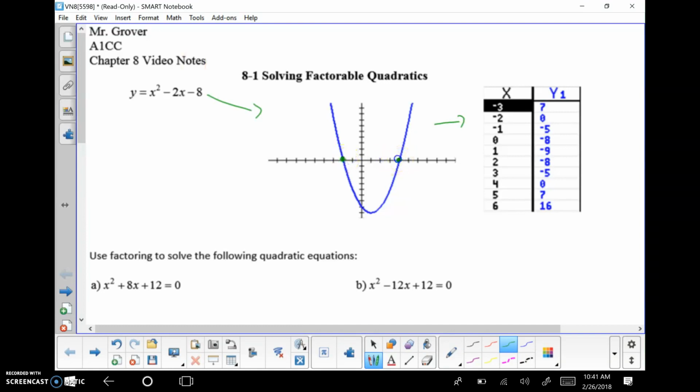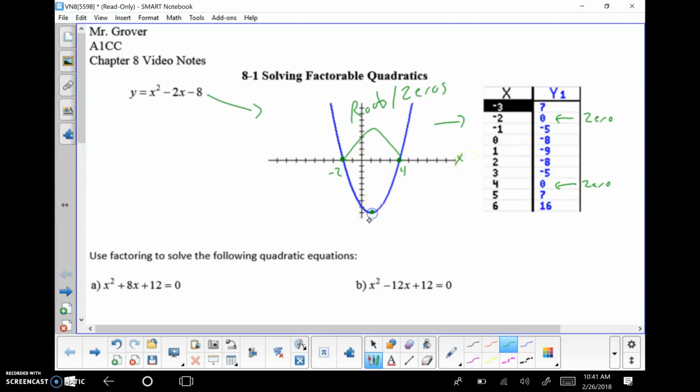We've talked about roots, where the graph crosses the x-axis. That would be these 2 points here. They're called roots. They're also referred to as zeros. In this particular example, it looks like -2 and 4, and you can see that here and here. And what you look for in the table is the y values of 0, because a y value of 0 means it's on the x-axis.